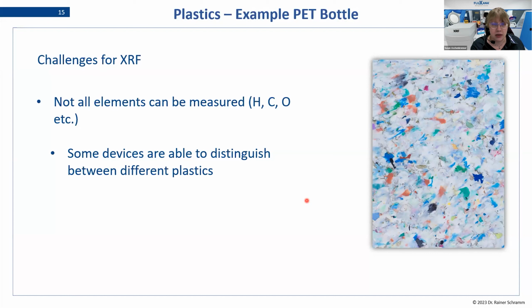Some devices are still able to distinguish between different plastics, which is actually quite cool. So they can at least say it's PET or it's something else. Not all devices can do it, but some can, and some software can do it, and this is the thing that helps us a little bit with this problem that we cannot really analyze the matrix here.